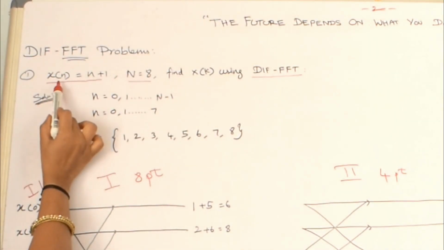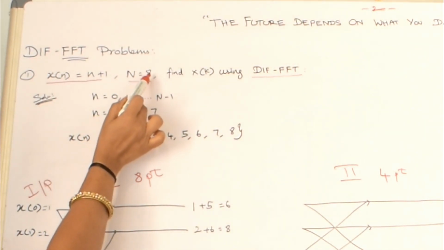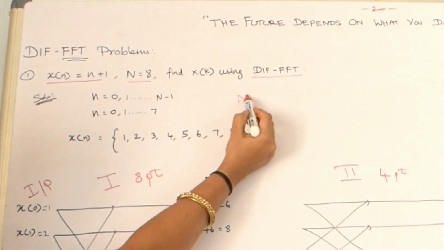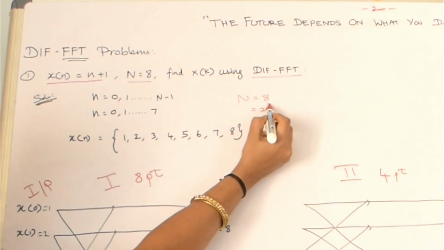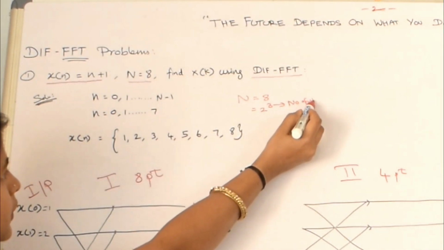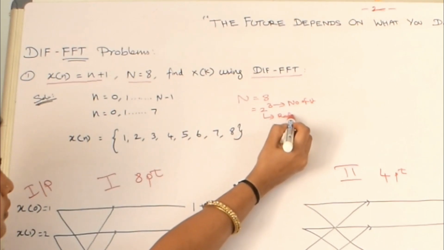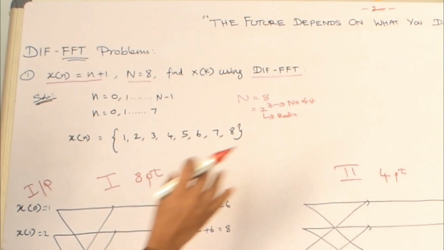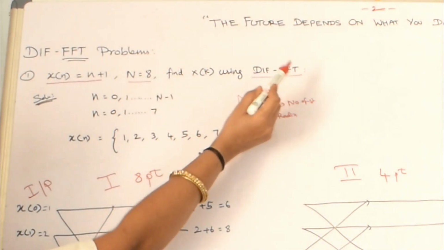So your question is x of n is equal to n plus 1, N is equal to 8. 8 means 8-point DFT. You have to perform 8-point DFT. So you know radix 2, right? N is equal to 8. It can be written as 2 power 3. So 3 mentions the number of stages and 2 mentions your radix. Okay. So here you will have 3 stages. You have to find x of k using the DIF FFT algorithm.